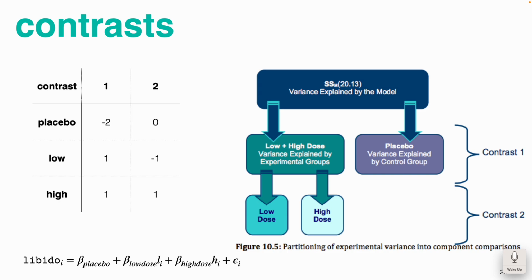And so you're basically doing a linear combination. You're adding all these means together and seeing if they add up to 0 and thus are the same. And if they don't, then that's your null hypothesis.